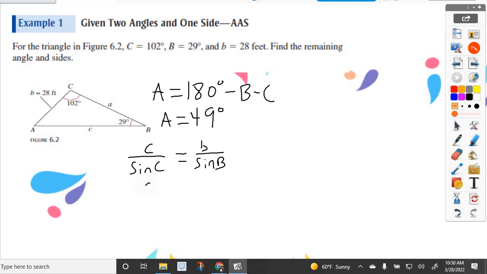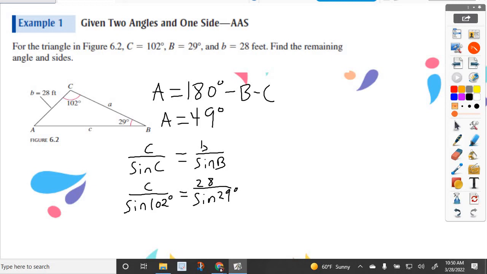So then I'm just going to fill in. So I have sine of big C, we said was 102 degrees. Little b is 28 feet. And big B is 29 degrees. Agreed? So how do I solve for little c?